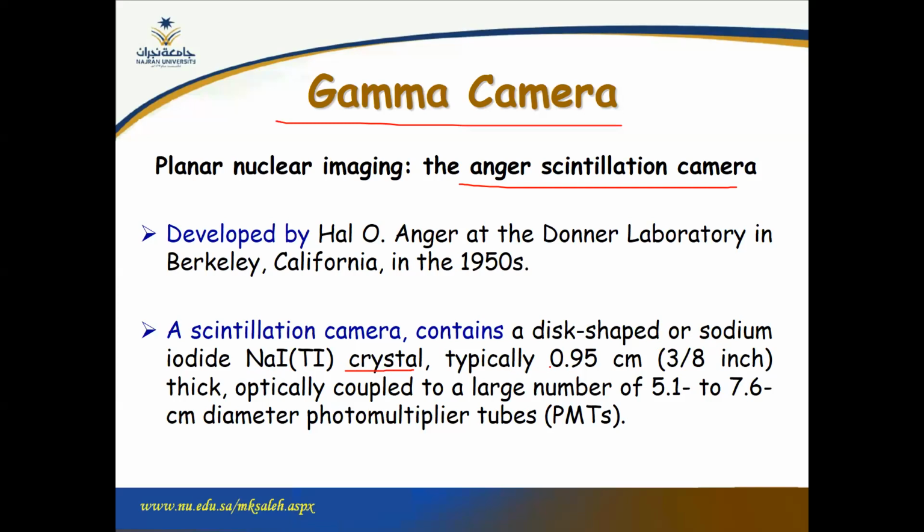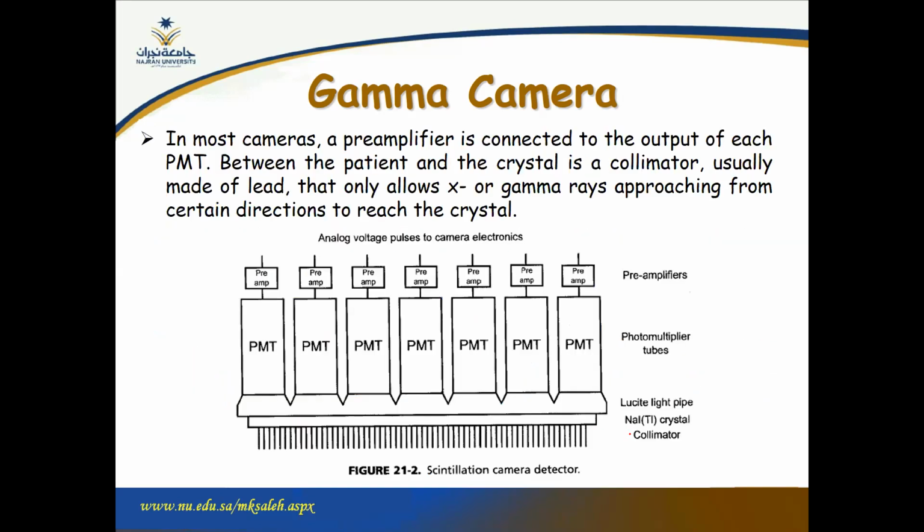Its thickness is about 1 centimeter, exactly 0.95 centimeter. And its diameter differs according to the number of tubes inside this camera. It could range between 5 and 7 centimeters in diameter of the photomultiplier tube. So what is the photomultiplier tube, or PMT? We are going to speak about this.